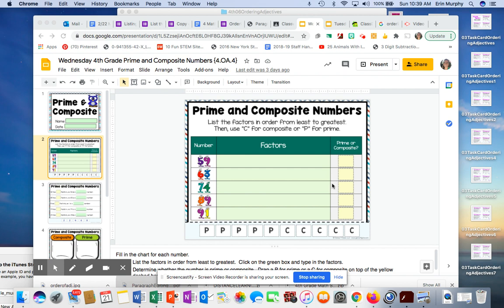Okay, so the first slide is very similar to what you did yesterday, where you're listing the factors. It's actually just like what you did yesterday. You list the factors and tell if it's prime or composite. So we're going to skip ahead here.